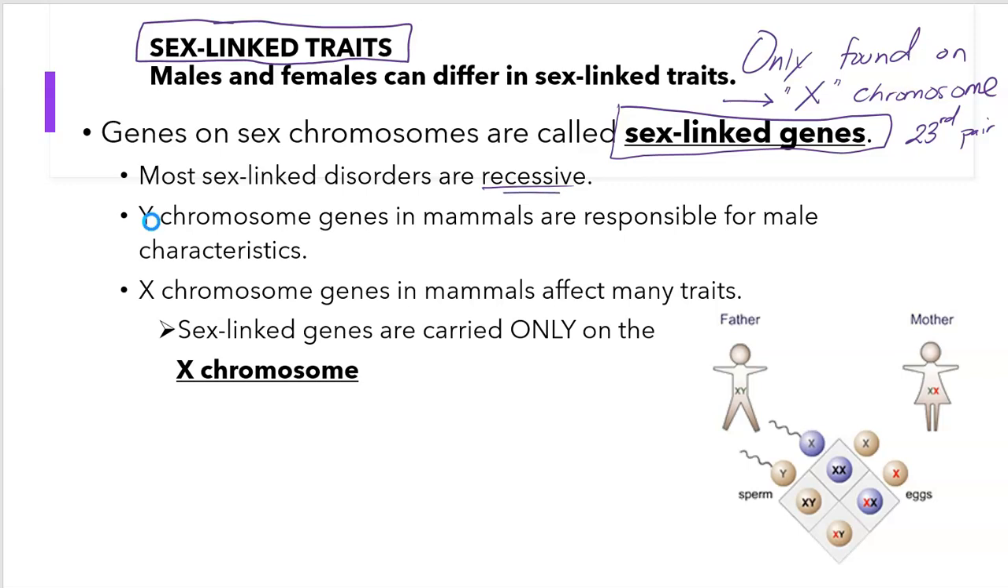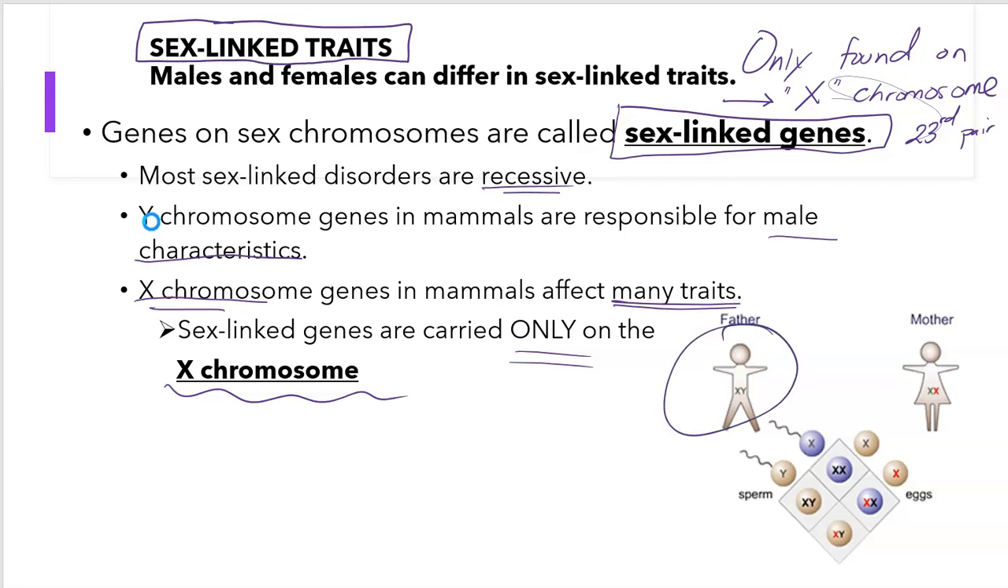Y chromosome genes in mammals are responsible for male characteristics, so they don't contain any information for other traits. They're only responsible for male hormones. X chromosome genes in mammals affect traits. So it's only the X chromosomes that affect these sex-linked traits. Again, sex-linked traits are only on that X chromosome.